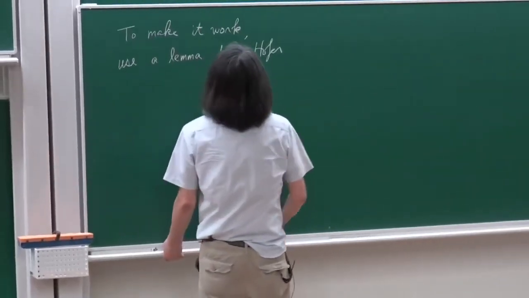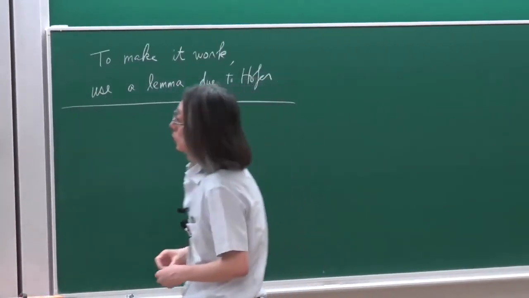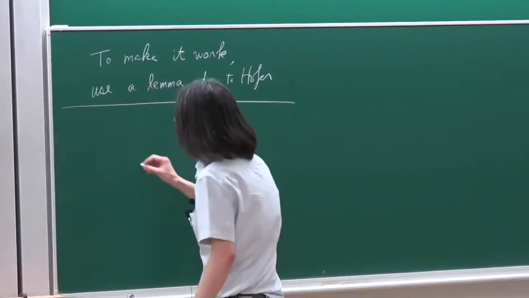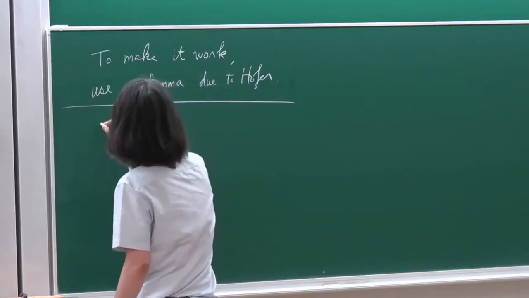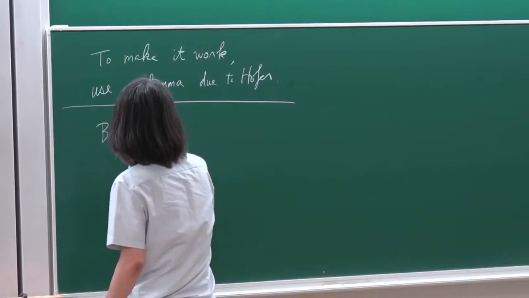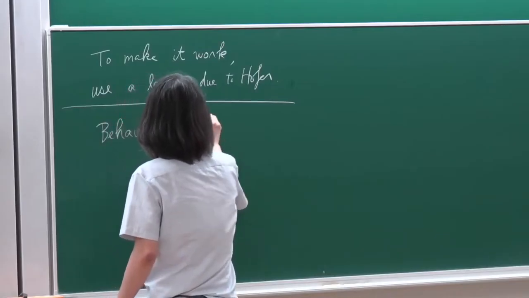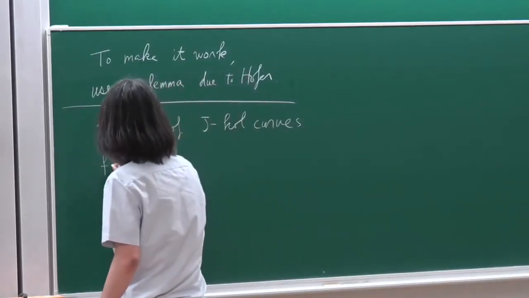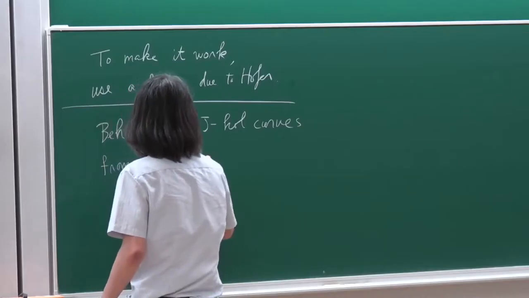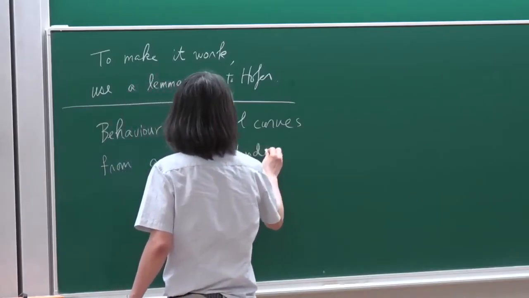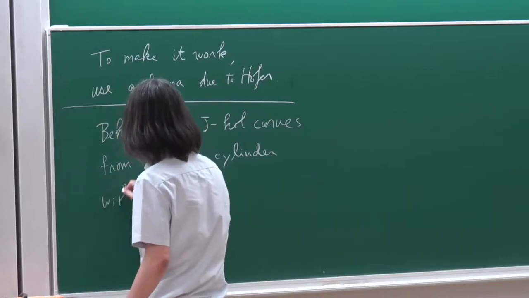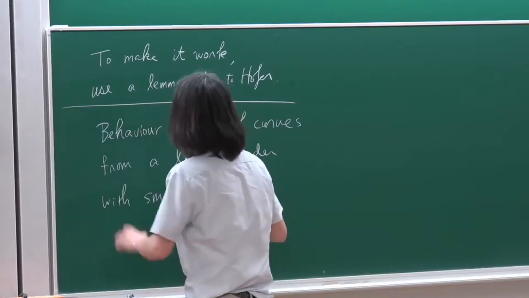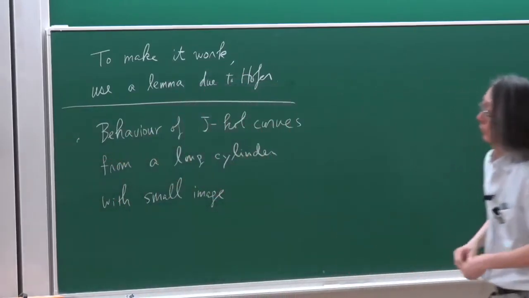And the second thing is the continuation of the discussion last time about removal of singularities. That is the behavior of the holomorphic curve from a long cylinder with small diameter, small image. So the next thing I have to talk about is these things.